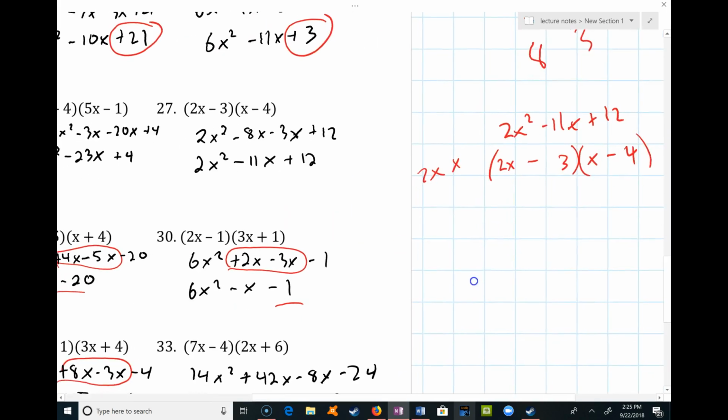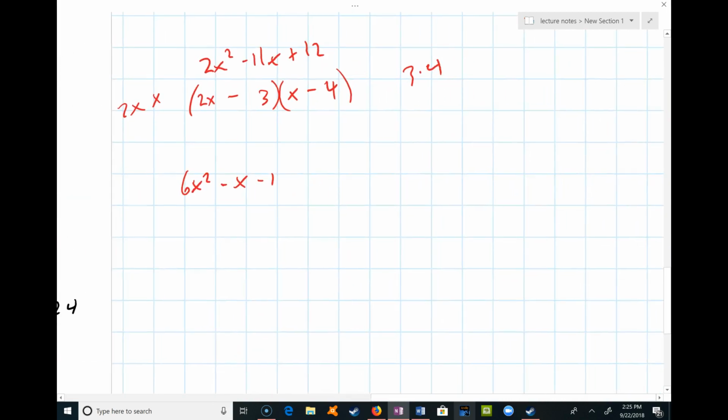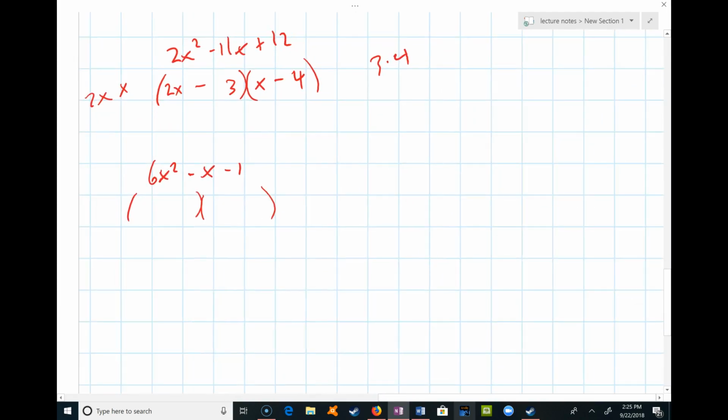Okay. Let's grab another one, like 6x squared minus x minus 1. Okay, so if we want to factor that thing, we're going to go boom, boom, boom, boom. We notice that it's negative at the end, which means the signs are going to be different, right? So I'll put a plus or minus there to remind me. I might have to switch them around, but we'll put them like that for now.